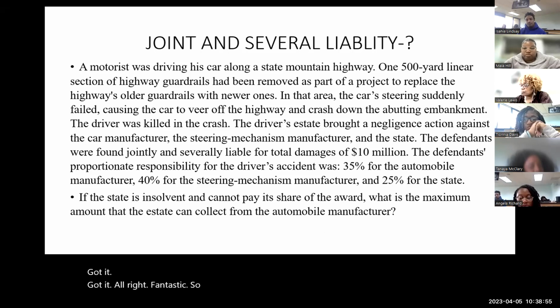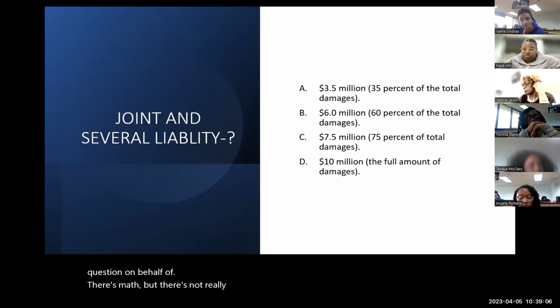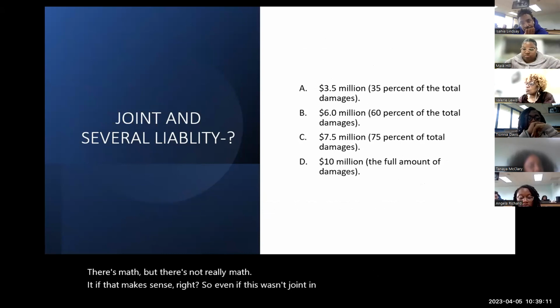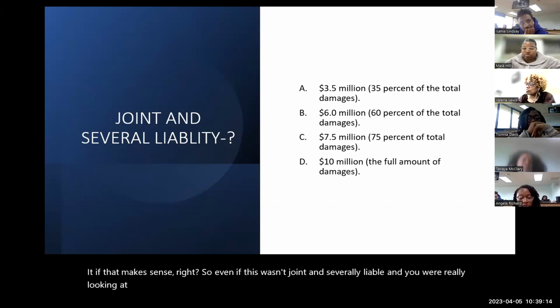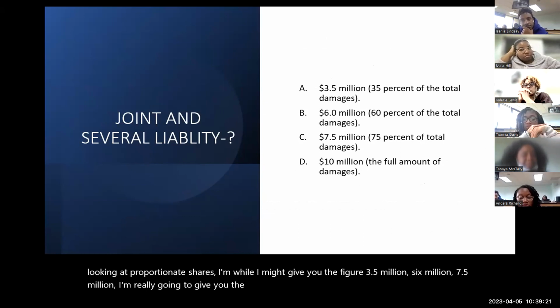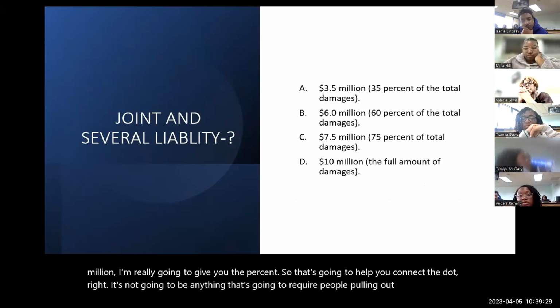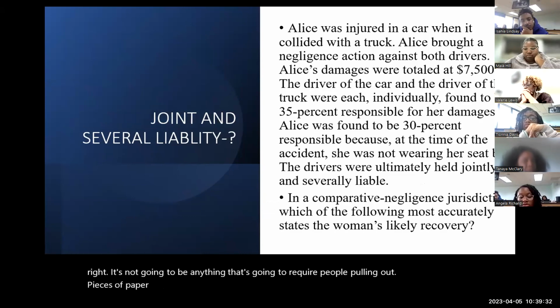So for the question Mr. Eady presented on behalf of his group, there's math, but there's not really math, if that makes sense. Even if this wasn't joint and several liability and you were really looking at proportionate shares, while I might give you the figures, 3.5 million, 6 million, 7.5 million, I'm really going to give you the percent. That's going to help you connect the dots. It's not going to require people pulling out pieces of paper or phones or anything like that. Let's try this one.